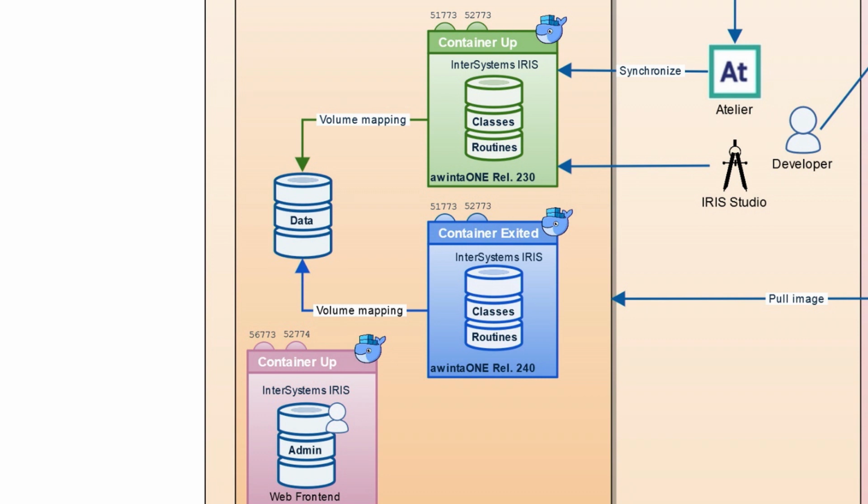And you further see the red container. This is our administrative container, which runs on different ports because we want to run it at the same time as our awinta 1 release container, because we might change something inside our container, stop it or run it, so that this is possible.